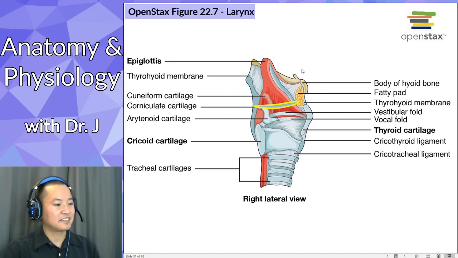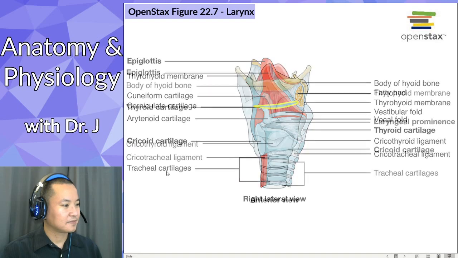But what we see here is that there is a lot of cartilage that supports your respiratory tract, and especially this larynx, you notice that there's all this cartilage. So these aren't bones. They are sturdy. You can feel them. They have structure, but they're not hard like bones.